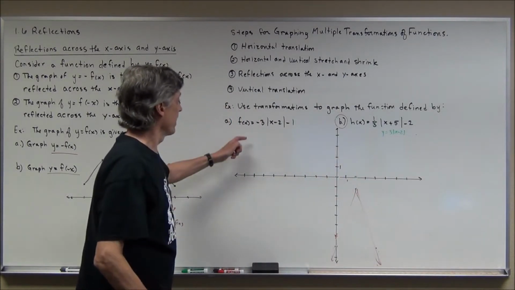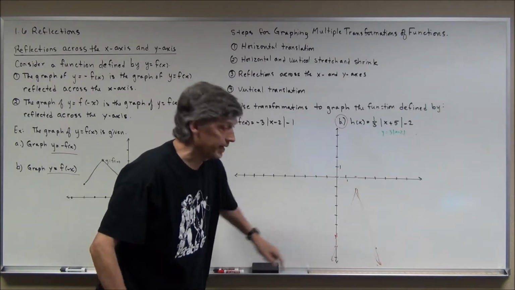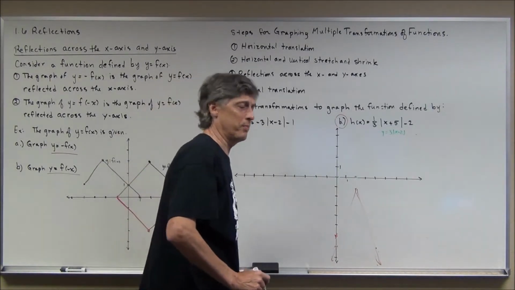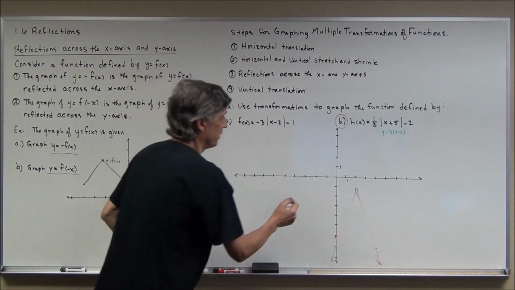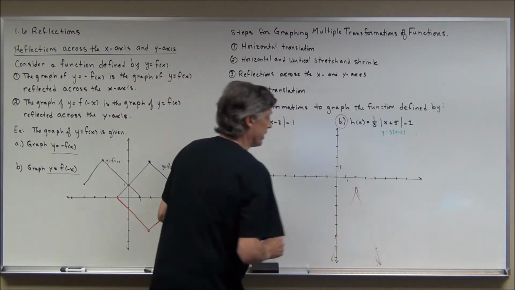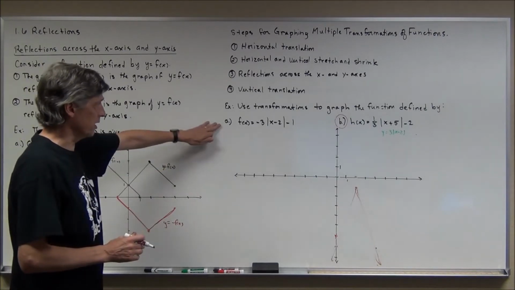And now I have the graph of this. It's kind of light. I hope that you can see it. It looks like it's showing up on my monitor, so I'm hoping that you can see that okay. This key point right here is 2, negative 1. Alright, that's this guy.